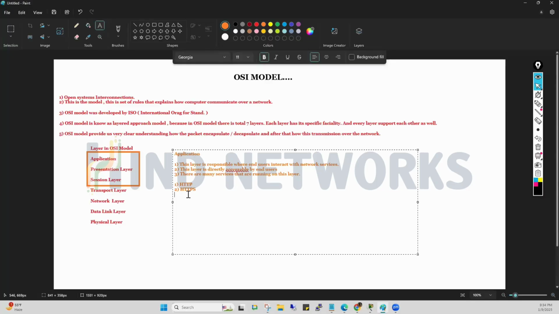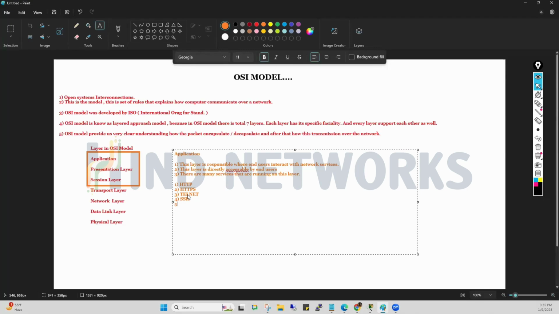There are a couple more protocols. For example, Telnet. You can say this is a feature or a service. That service also runs at which layer? Application layer. That is called Telnet. Next one is SSH. The functionality of Telnet and SSH is the same. By the help of Telnet and SSH, we are taking the console of our other devices, right? But Telnet is not secure, SSH is secure.